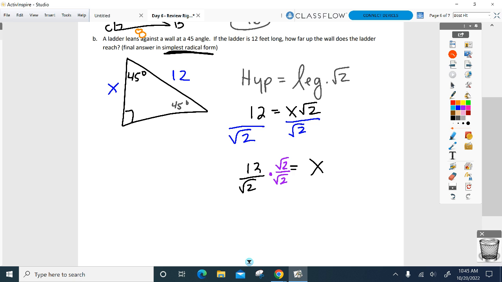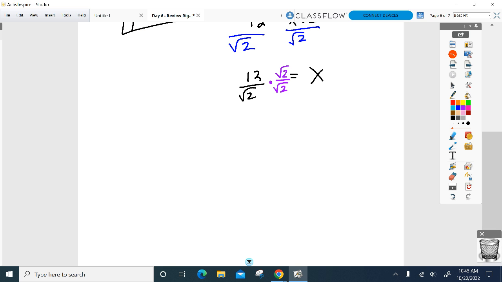Maybe dusting off the cobwebs a little bit. You cannot have a radical. You'll hear me all year long say self-respect, and that means, hey, get that radical out of the denominator by multiplying top and bottom by it. All right, what happens? X equals, what am I left with on top?